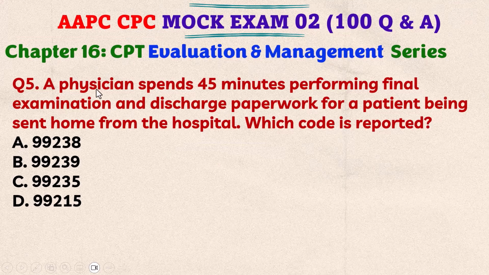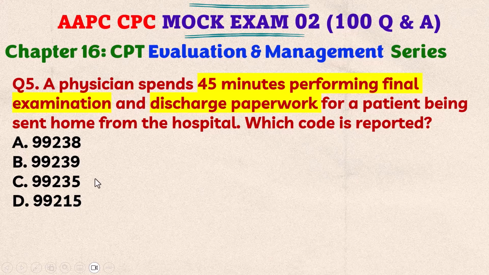Question number 5. A physician spends 43 minutes performing final examination and discharge paperwork for a patient being sent home from the hospital. Which code is reported? So there are 4 answers available. Take your CPT codebook and find the answer. Here you have to highlight this is 45 minutes performing final examination and discharge paperwork. So it's the discharge code.